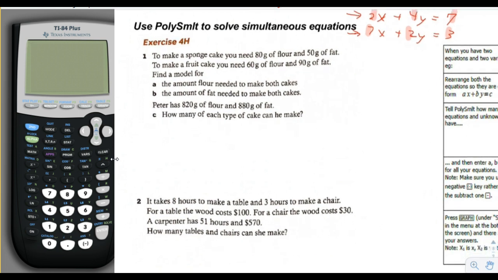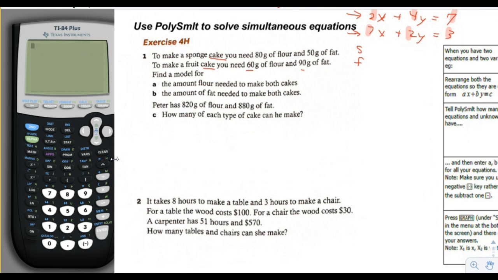To make a sponge cake, you need 80 grams of flour and 50 grams of fat. To make a fruit cake, you need 60 grams of flour and 90 grams of fat. Find a model for the amount of flour needed to make both cakes. Let's use S for the number of sponge cakes, and F for the number of fruit cakes.